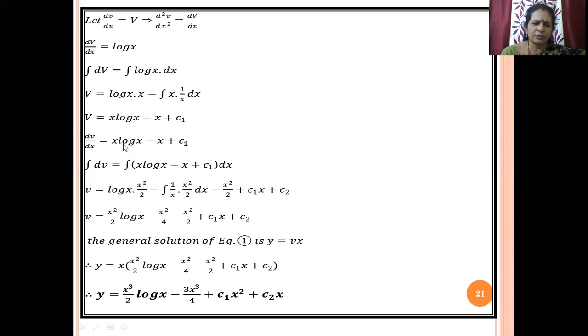Now integral of dv, we want v, that's why integrate on both sides, we'll get a small v. Then after getting small v, find out the general solution of equation 1, y is equal to vx. This is the general solution of equation 1, right?